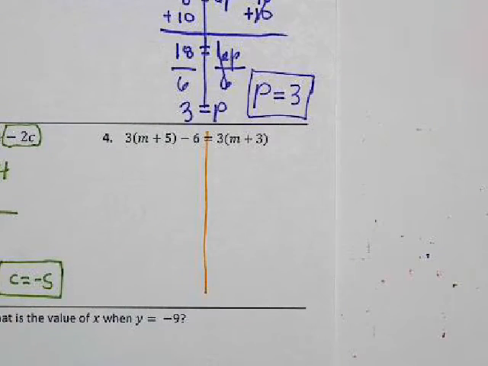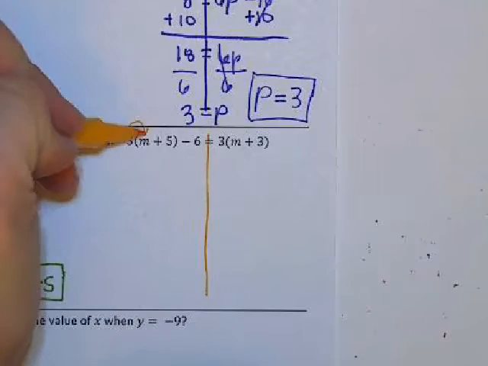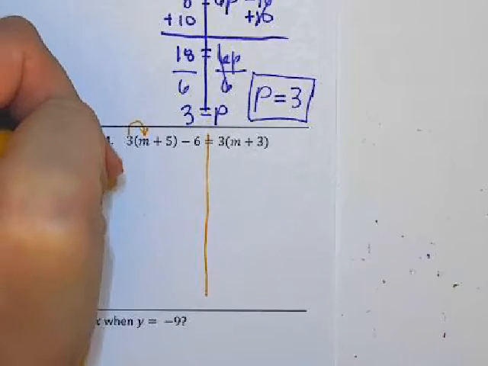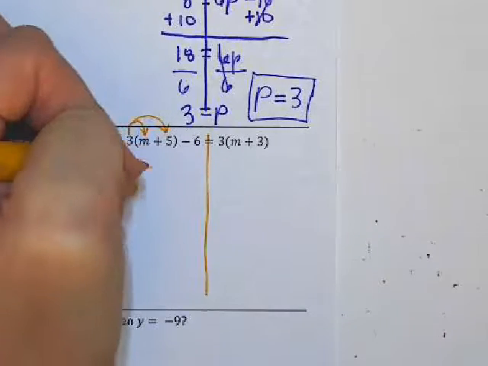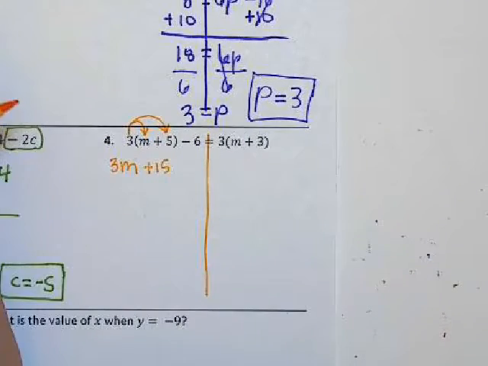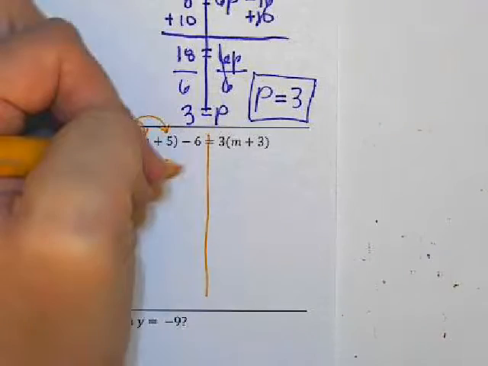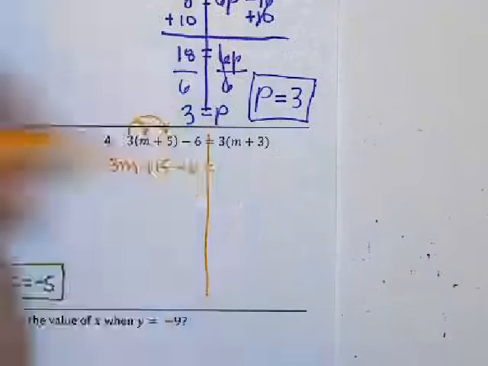Parentheses. I have to simplify first, then I can solve. How do I get rid of parentheses? Distribute. So 3 times m is 3m. 3 times 5 is positive 15. Can I do anything else over here? No. So what do I have to do? Drop this negative 6.